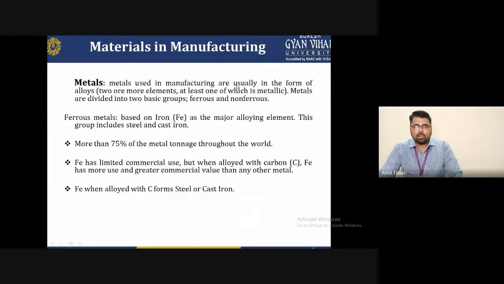What is metal? Metals used in manufacturing are used in the form of alloys: two or more metals, at least one of which has metallic properties. Metals are divided into two basic categories: ferrous metals and non-ferrous metals. Ferrous metals have iron content in a major quantity, while those metals which have a low iron and carbon quantity are non-ferrous materials.